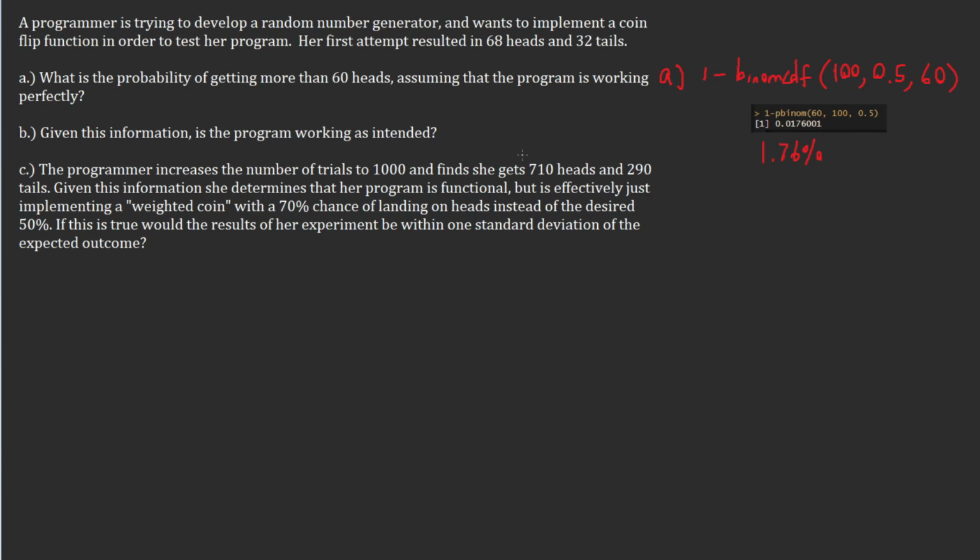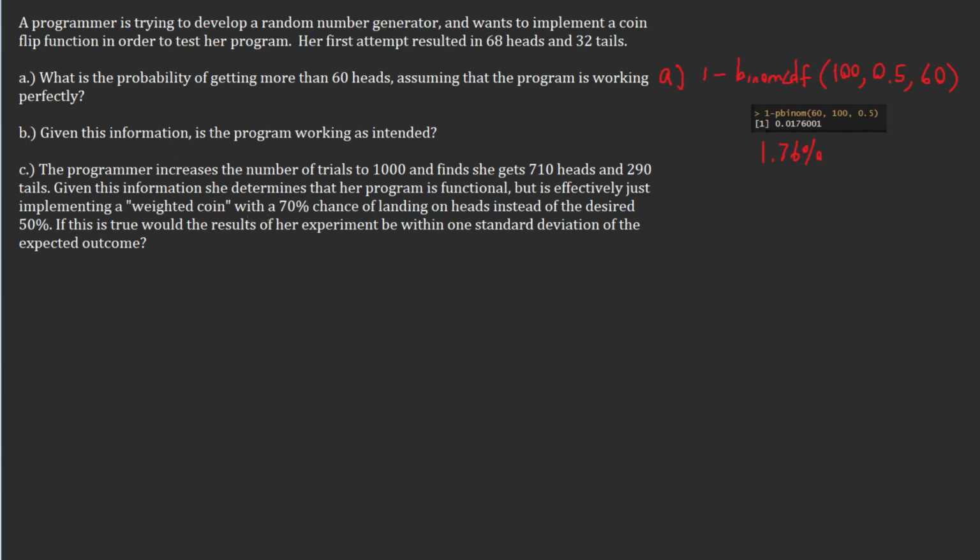And now in part C, we're asked, the programmer increases the number of trials to 1,000 and finds that she gets 710 heads and 290 tails. Given this information, she determines that her program is functional, but is effectively just implementing a weighted coin with a 70% chance of landing on heads instead of the desired 50%. So if this is true, would the results of her experiment be within one standard deviation of the expected outcome?